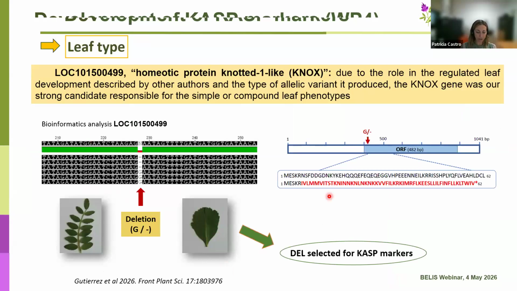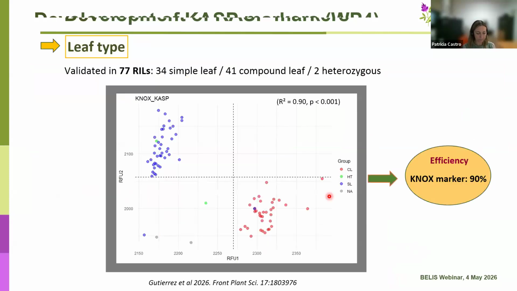And specifically, we observe the presence of a premature stop codon in the open reading frame in the simple leaf mutant. Based on this finding, we select the deletion to develop the KASP markers. We validate the KASP marker in a real population of 77 individuals. 34 of them were classified as simple leaf, 41 compound leaf, and 2 heterozygous.